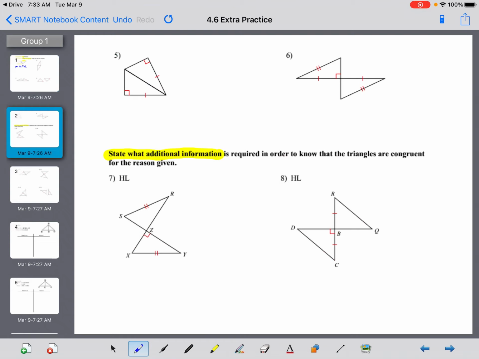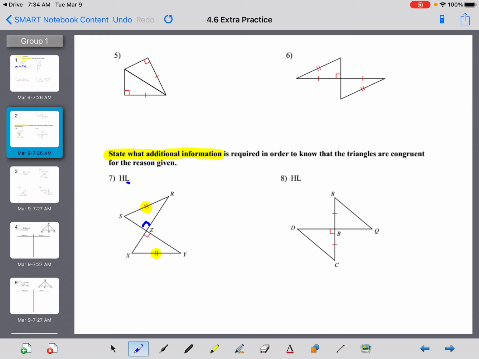All right, if you look at number 7, stating what additional information is required in order to know that the triangles are congruent for the given reason. Well, you could see that the hypotenuse are congruent, right? We know that this is a 90 degree. What we're missing is one of the legs.